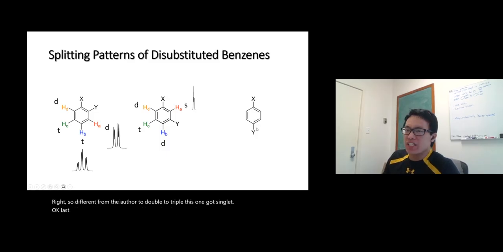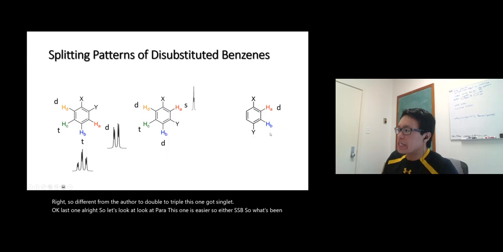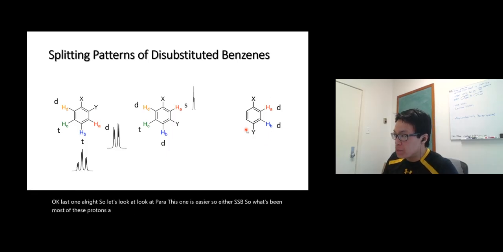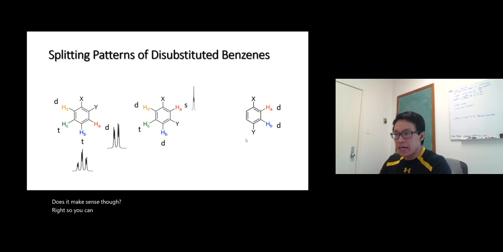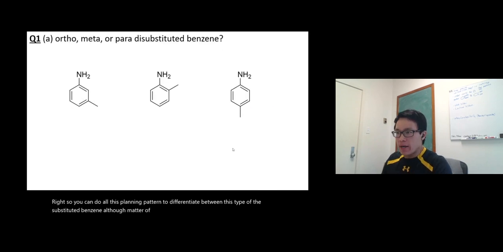Last one, let's look at para. This one is easy. Either HA or HB. What's the spin multiplicity of these protons? A doublet each. So for a para isomer, we have a double doublet. Does it make sense, though? So you can use these splitting patterns to differentiate between these types of disubstituted benzene: ortho, meta, or para.